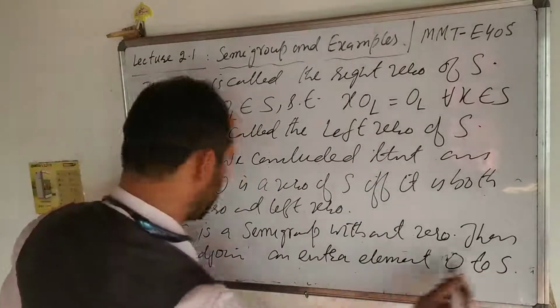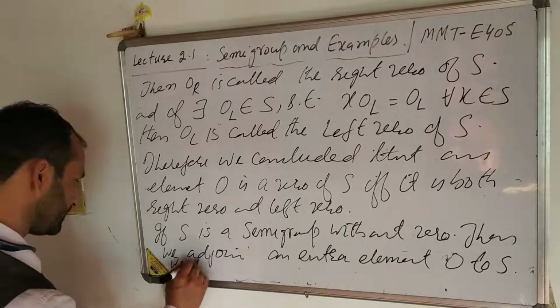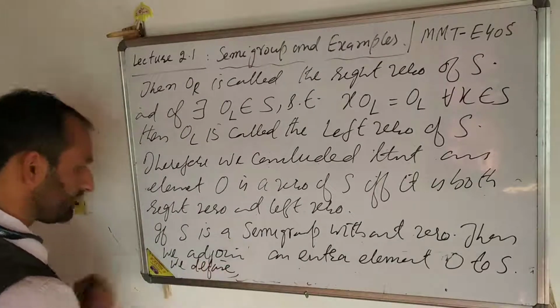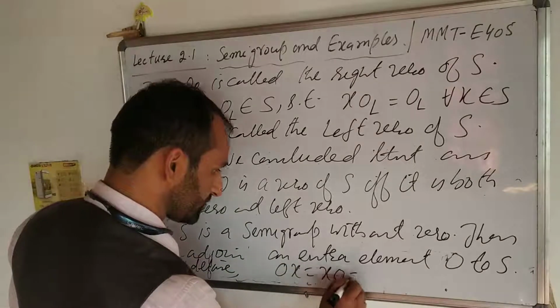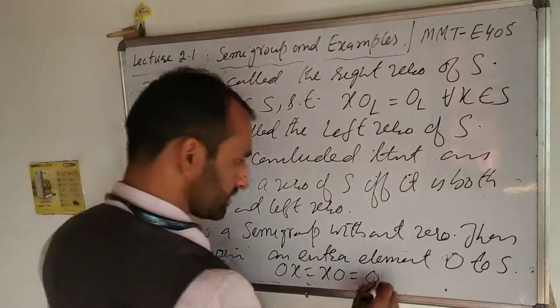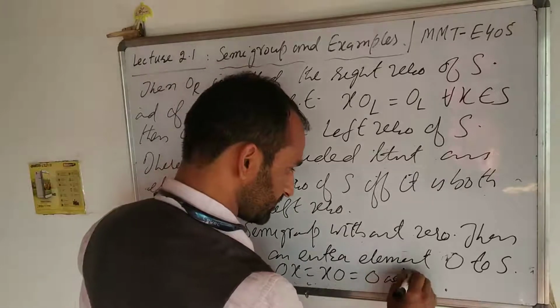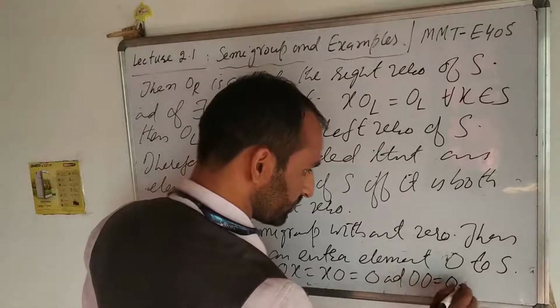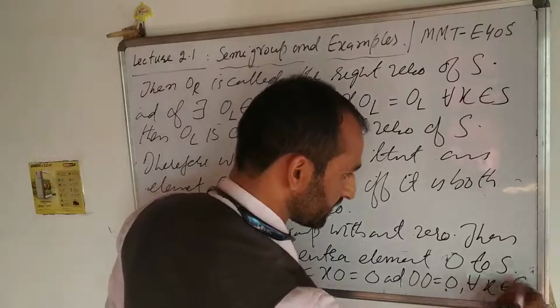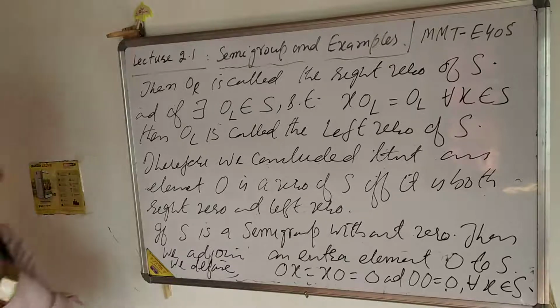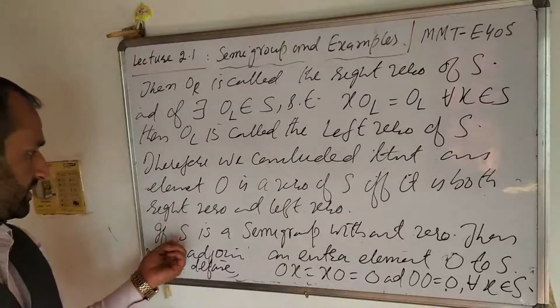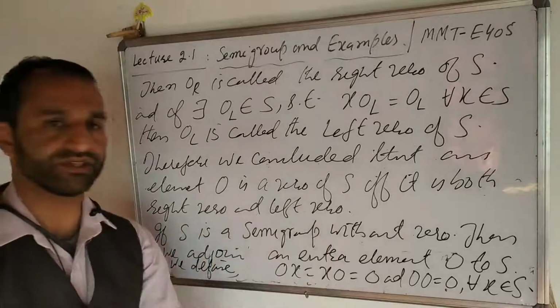and we define our operation. We define 0 into x is equal to x into 0 is equal to 0, and 0 into 0 is equal to 0, for all x in S. Okay, this semigroup is a semigroup without 0.